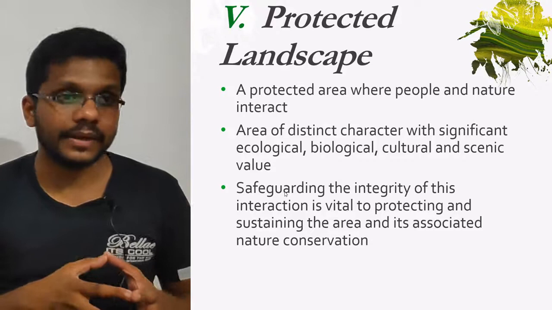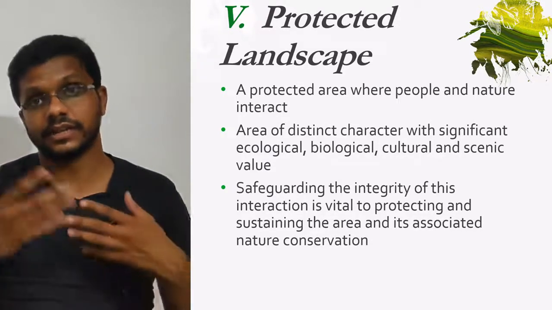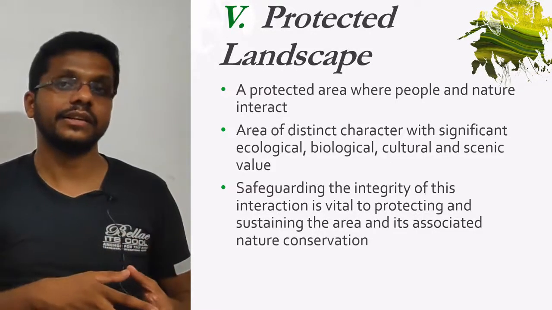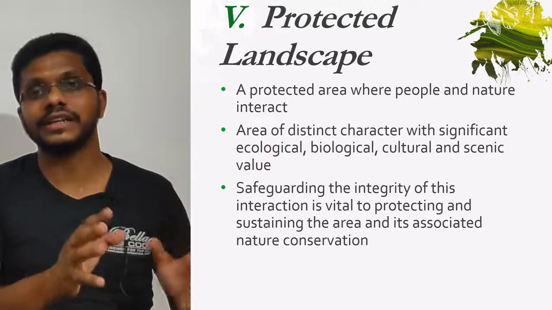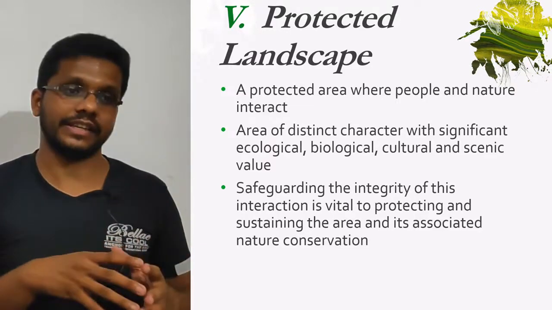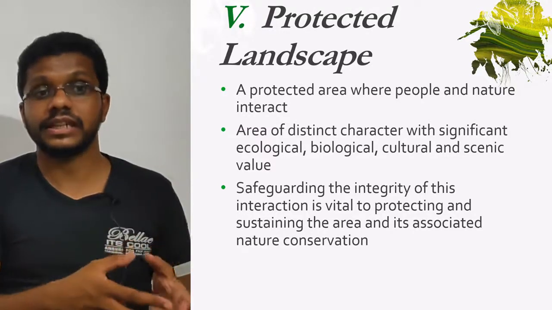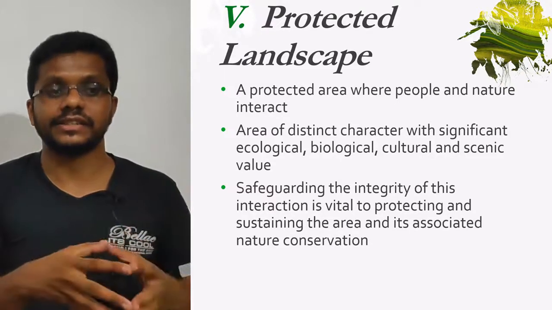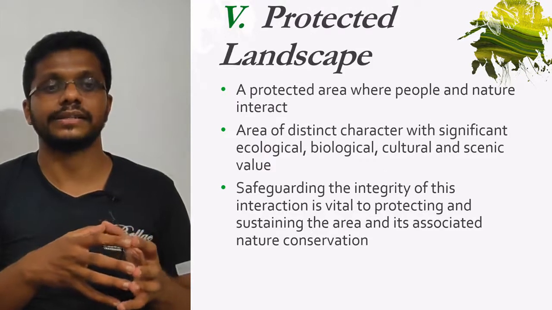Type 5, protected landscape, a protected area where people and nature interact. In these areas, people are also welcome to visit for recreational activities. But there are some restrictions to protect the natural beauty and biodiversity of that area. It is an area of distinct character with significant ecological, biological, cultural, and scenic value. Safeguarding the integrity of this interaction is vital to protecting and sustaining the area and its associated nature conservation.